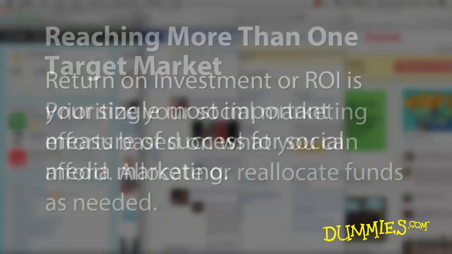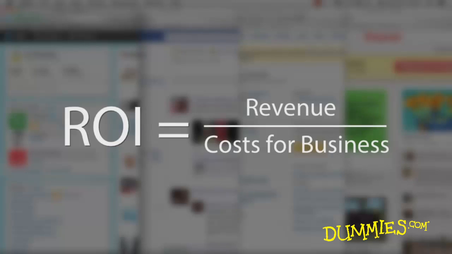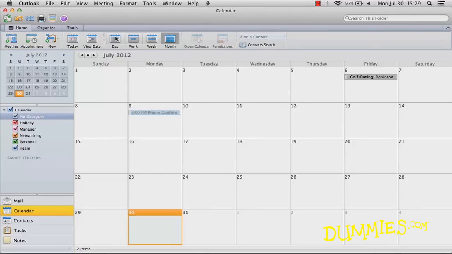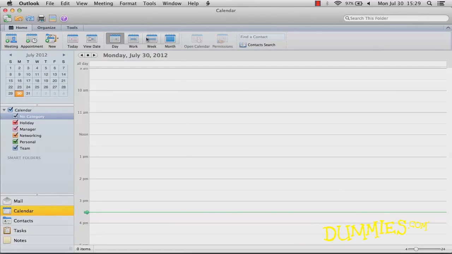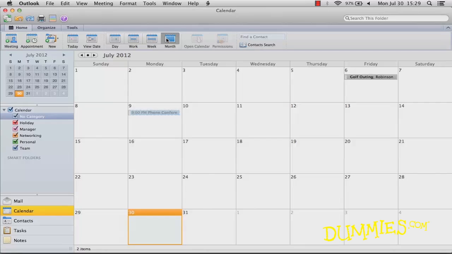Return on investment, or ROI, is your single most important measure of success for social media marketing. ROI is the ratio of revenue divided by costs for your business, or in this case, for your social media marketing effort. You also need to set a realistic time frame for recovering your investment. Are you willing to wait 10 weeks, 10 months, 10 years?